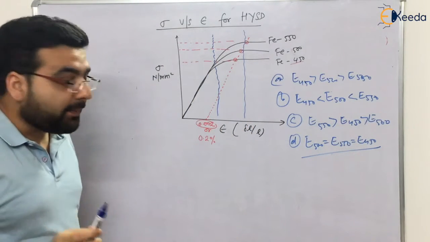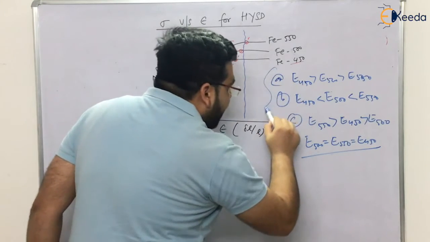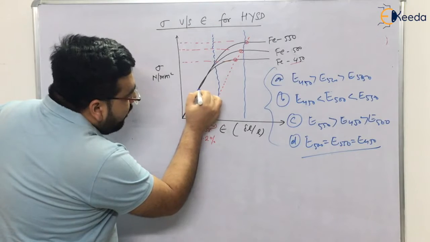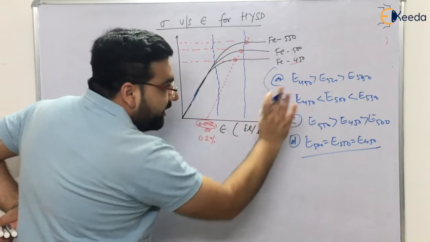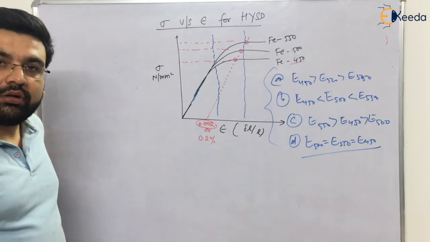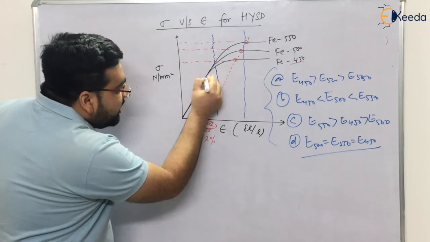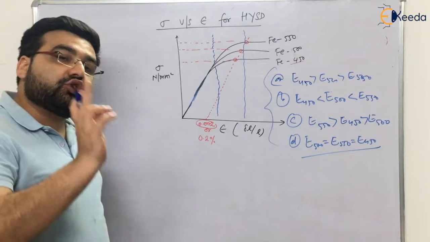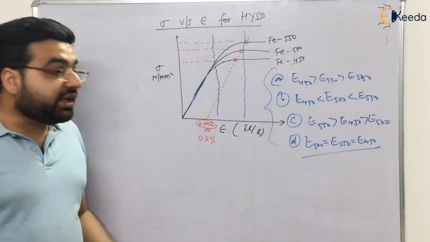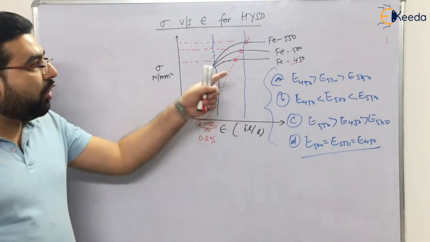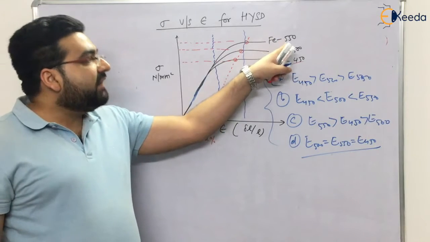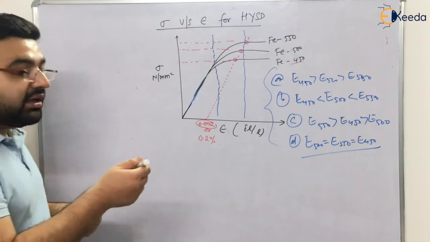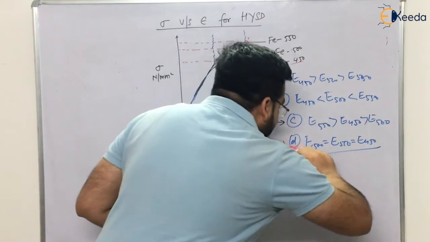So initially, what do you think? What should be the answer? Initially, the slope of all the three is equal. Are you seeing it? Initially, the slope of all the three is equal. It means that if the slope of all the three is equal, the Young's modulus of elasticity for all the three HYSD, that is 550, 500, 450, will be equal. It means the correct answer will be option D, that is E500 equals E550 equals E450.